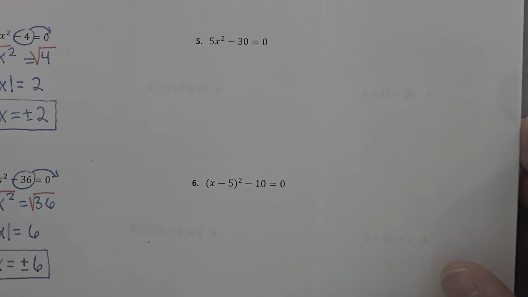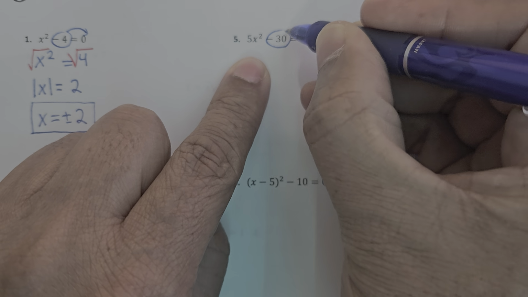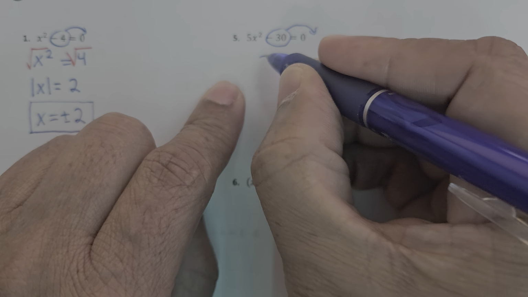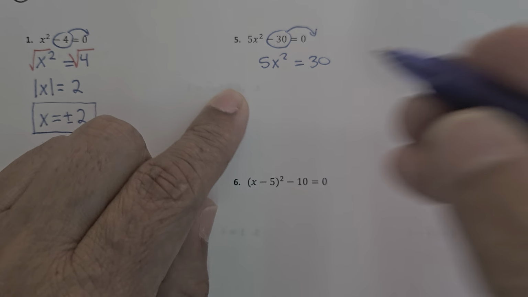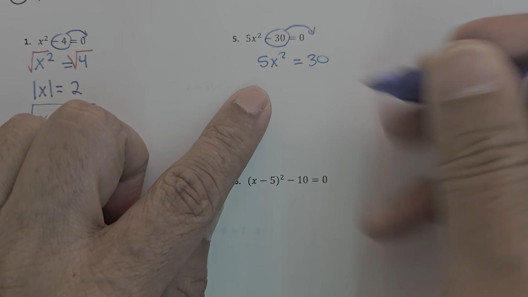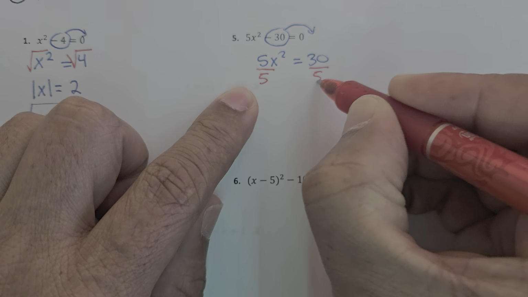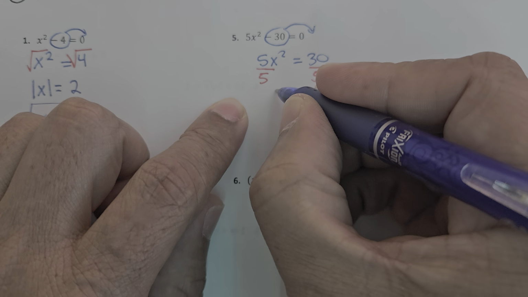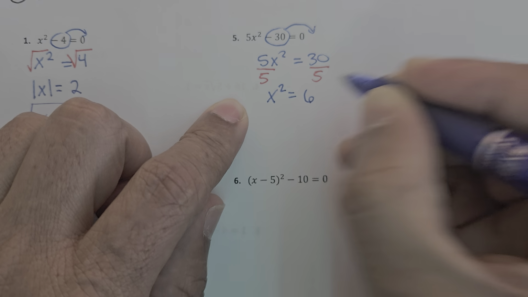Again, the process is the same. You want to isolate the quadratic. There's a minus 30, so let's move that 30 to this side. So then we have 5x squared is equal to 30. Once you move that 30 to the other side, let's divide by 5 on both sides of the equation. So then this gives us x squared is equal to 30 divided by 5, which is 6.